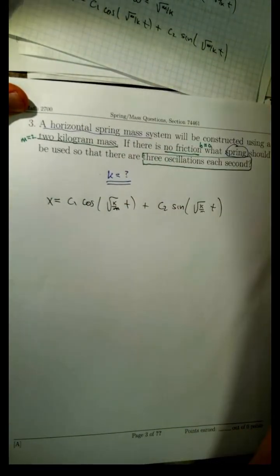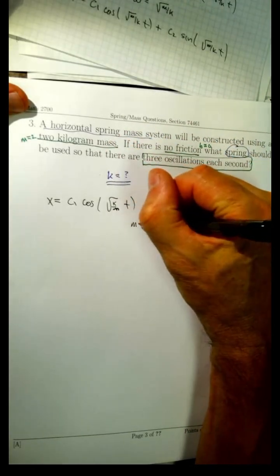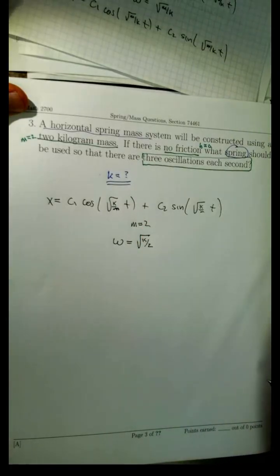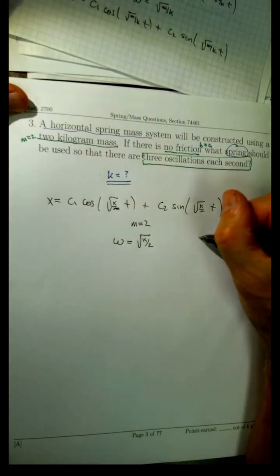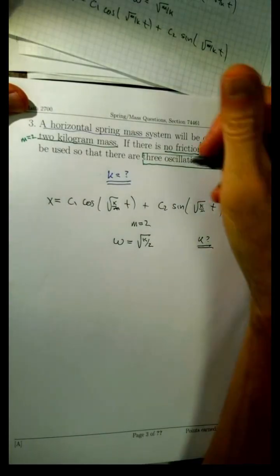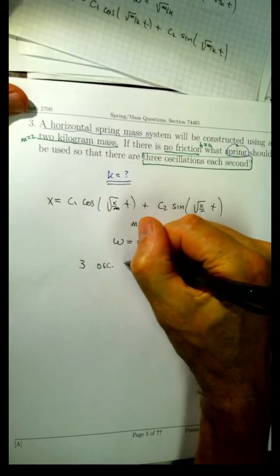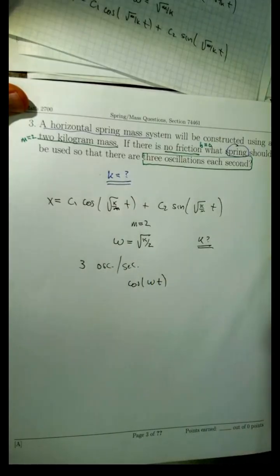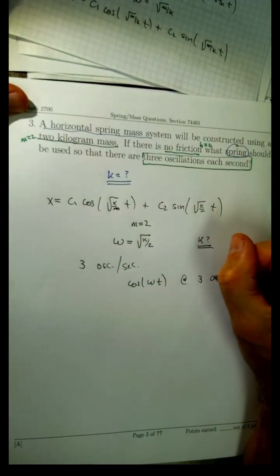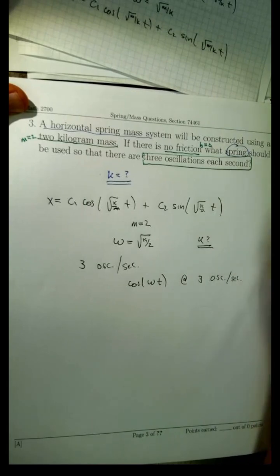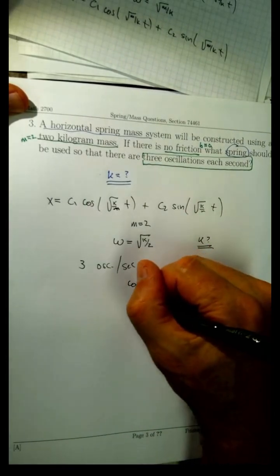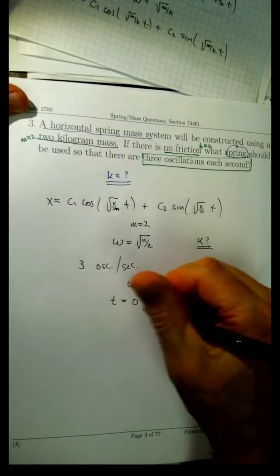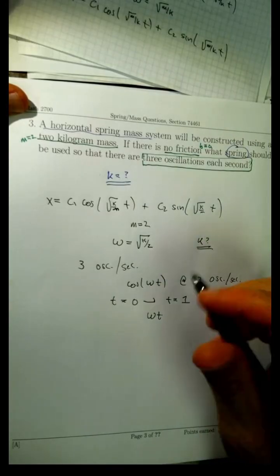All right, and let's see, we know that m equals 2, so our omega is square root of k over 2. And we want to figure out k, but we are given that we have 3 oscillations a second. So what does that mean? Well, if I have cosine omega t, and I know there's 3 oscillations per second, that means as t goes from 0 to t equals 1, omega t has to go through 3 cycles.